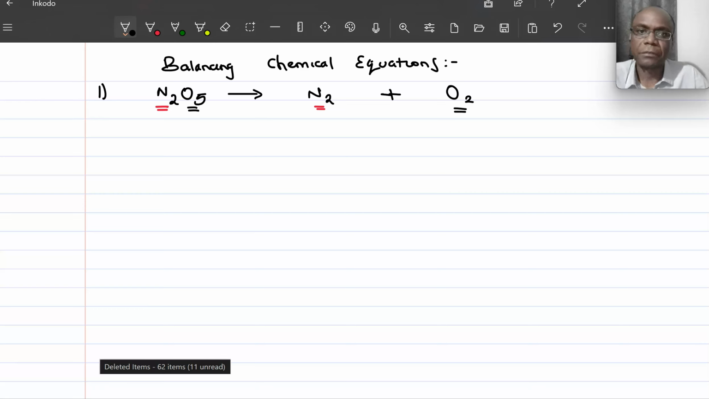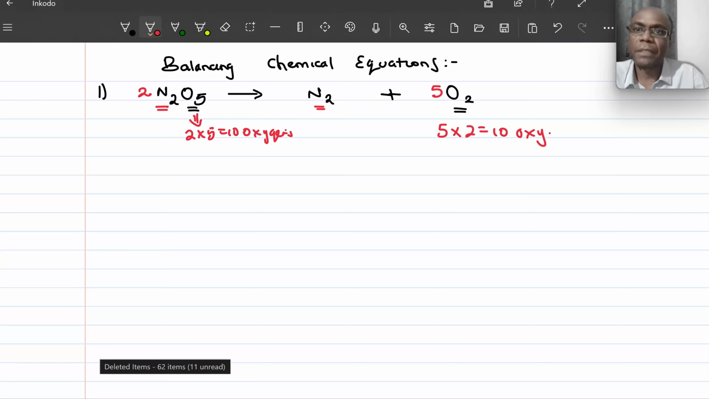The best way to do this is to even them out. I would use 5 because that is the closest number that can be divided by 5 and 2 before the oxygen. And then I would use 2 here. So that will help me to get 5 times 2, that will be 10 oxygens. And then this side for the oxygen will be 2 times 5, gives me 10 oxygens.